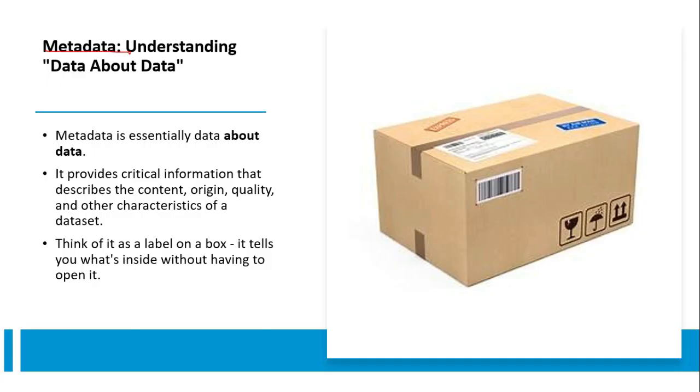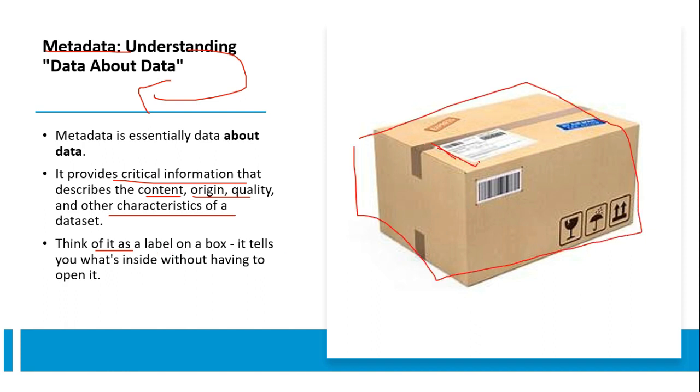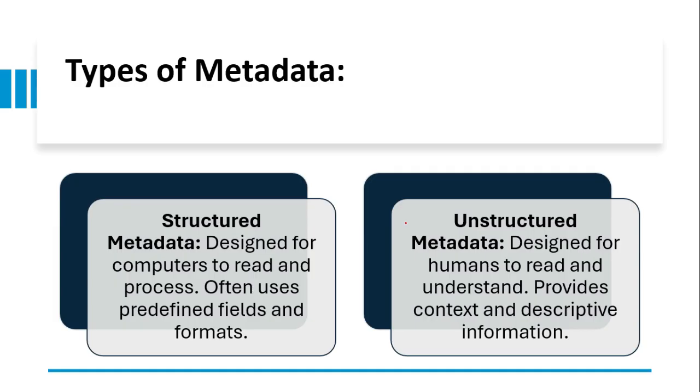The next type of data is metadata. Metadata is like data about data. It provides critical information that describes the content, origin, quality and other characteristics of data. Think of it as a label on a box. For example, there is a box and on the box there is a label. Just by reading the label we can know what is inside the box. So that is data about data. Metadata is also of two types, structured metadata and unstructured metadata.